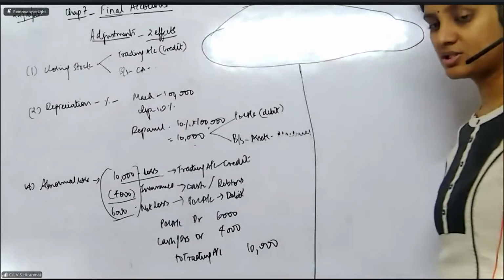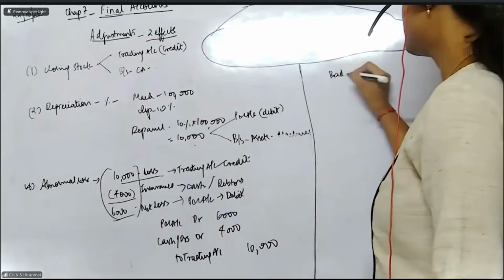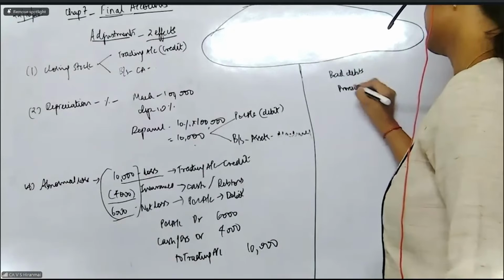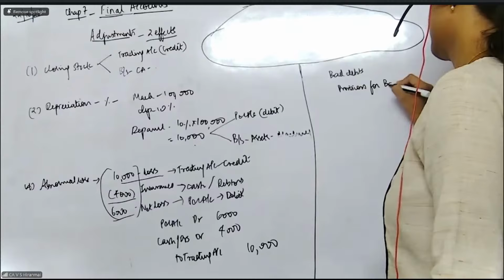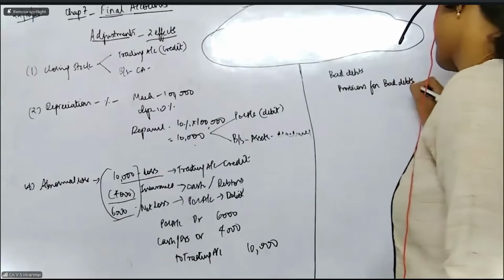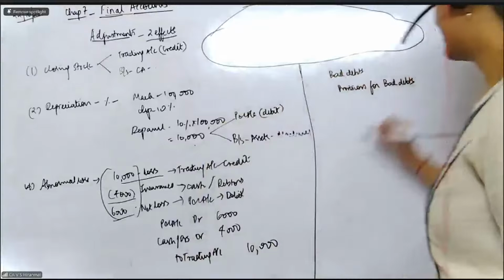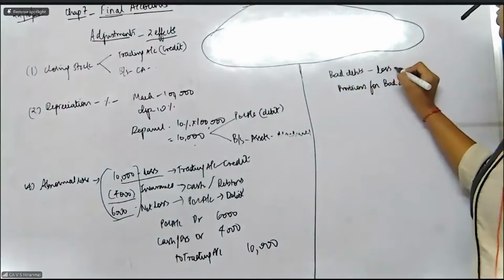In this particular adjustment, we are going to talk about bad debts and provision for bad debts. Very easy adjustment. You people have to concentrate. So, what is bad debts? Bad debts is a loss to the company.